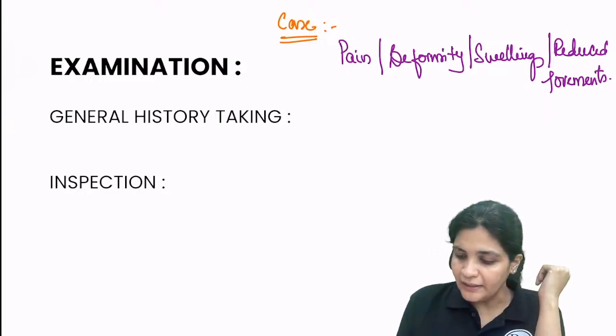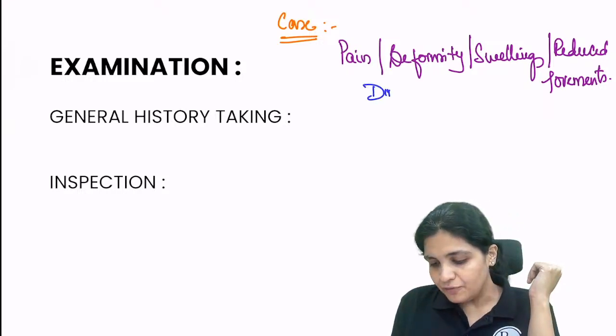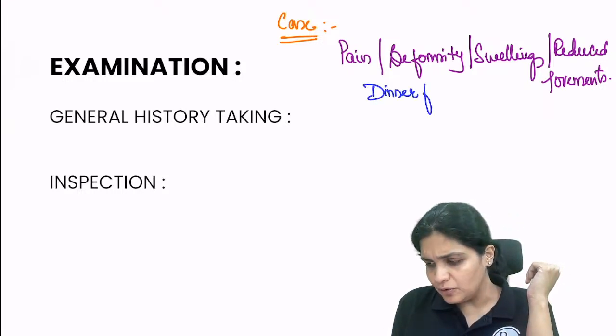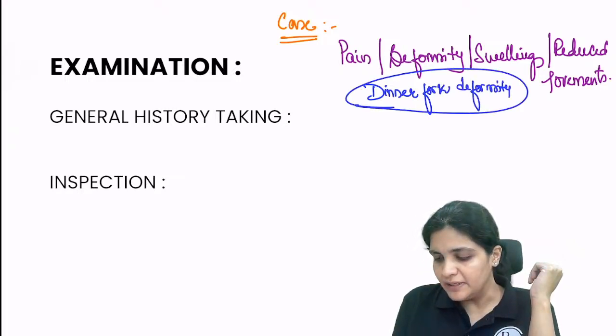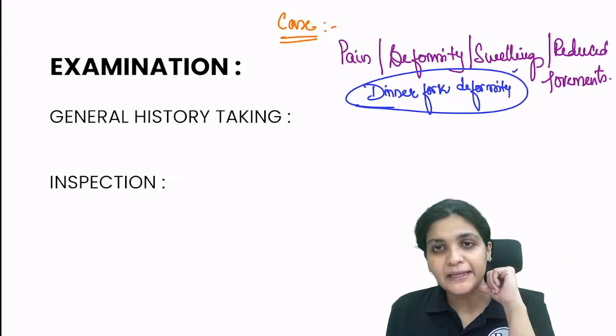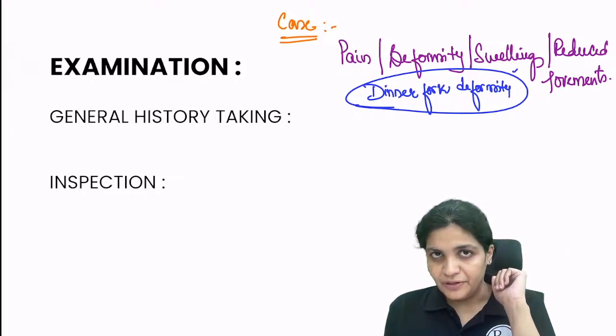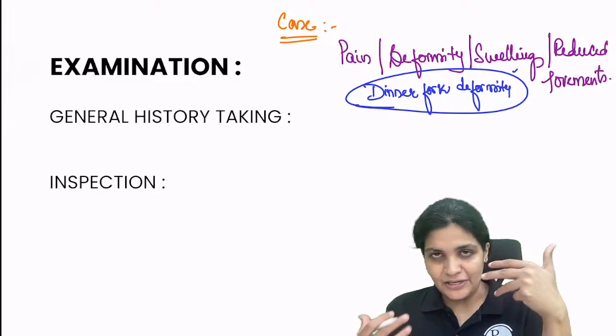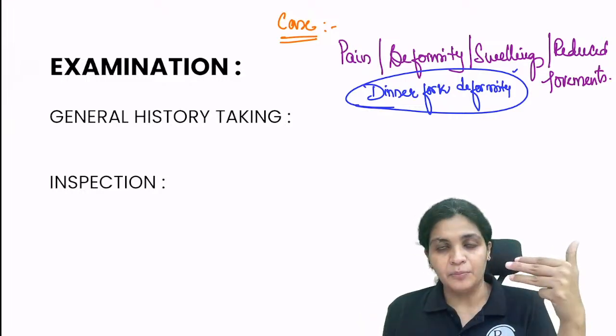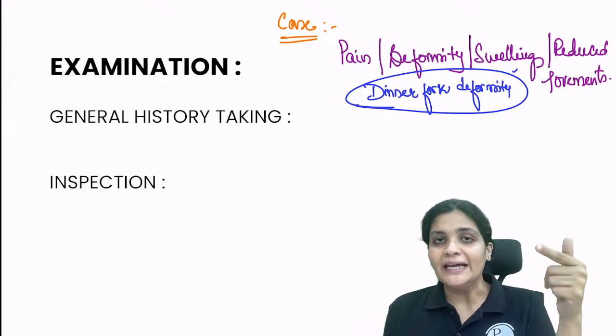So this is called the dinner fork deformity, right? I know you're all well versed with it. So here we are dealing with the dinner fork deformity because it is about the Colles fracture as we have taught before, right? So these all could be your cases in case of wrist joint. So the patient can come up with pain, deformity, swelling, reduced movements.